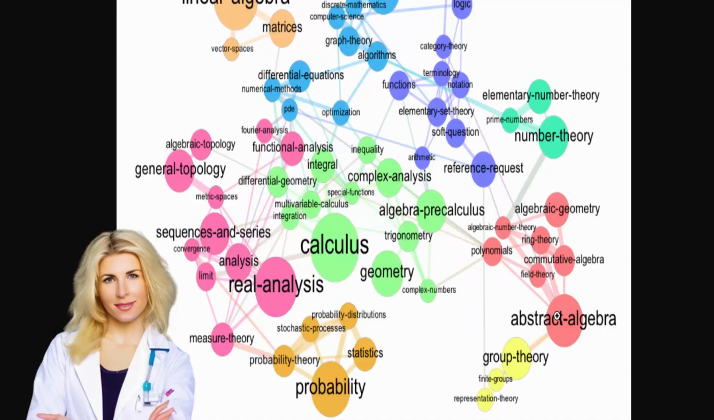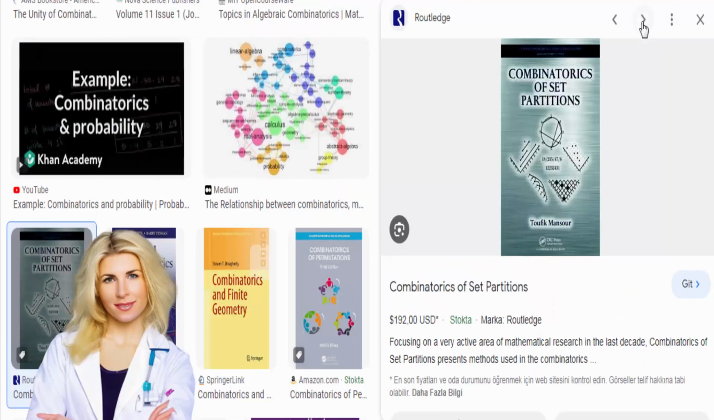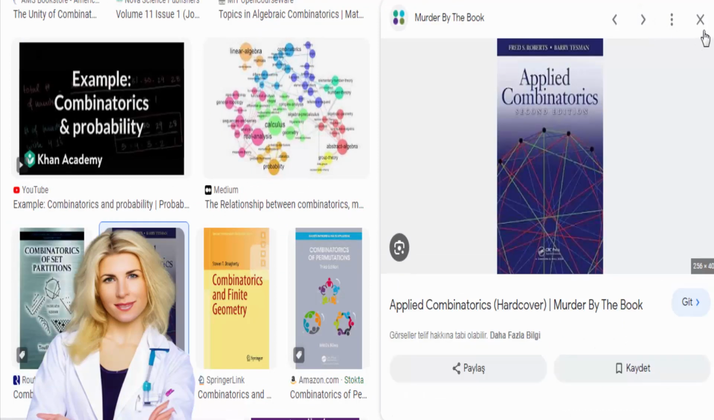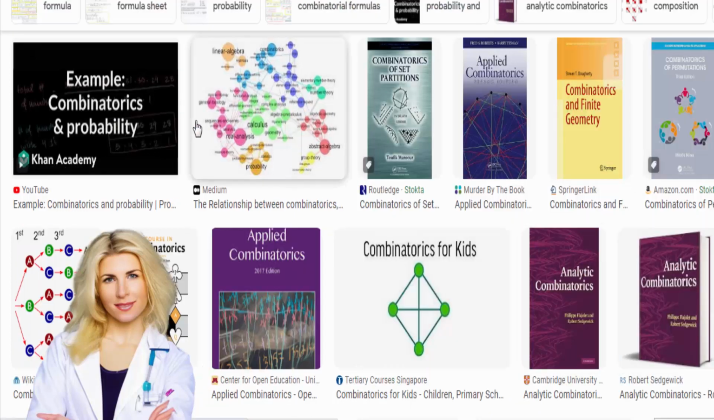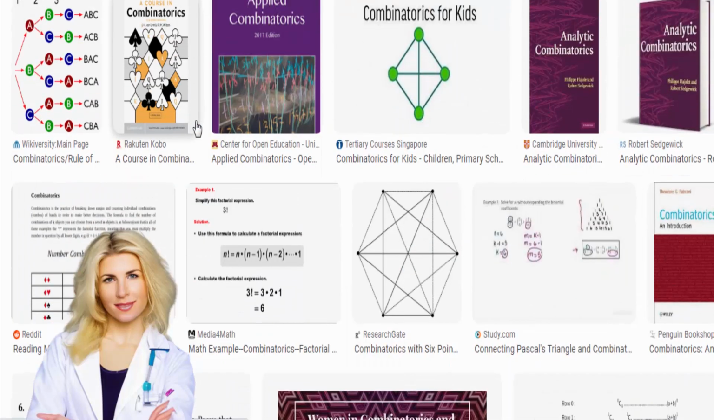Pigeonhole principle. This principle states that if you distribute n items into m containers and n is greater than m, then at least one container must contain more than one item. It is a fundamental concept in counting and is often used to prove the existence of certain patterns or properties. Combinatorial graph theory. This subfield deals with the study of graphs and networks from a combinatorial perspective. It includes topics like graph coloring, planar graphs, and graph connectivity.